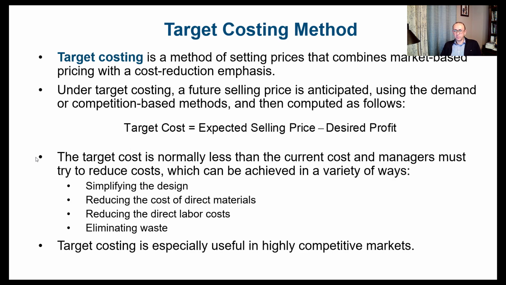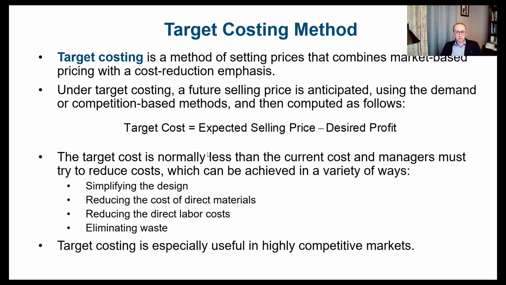So the target cost is normally less than the current cost, and managers must try to reduce cost, because whenever you apply this method, usually it creates some kind of pressure on the cost. So the target cost usually ends up being less than the actual cost or the current cost that we're incurring. So managers try to reduce the cost using a variety of ways. So things like simplifying the design, or trying to reduce the cost of direct material by maybe buying in bulk or relying on suppliers who can provide us with better prices, or reducing the direct labor cost, or eliminating waste, which is the smartest thing to do, like trying to eliminate the waste that is incurred in the process.